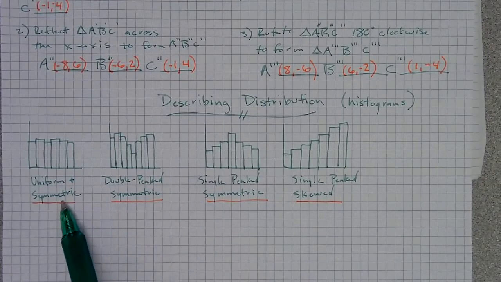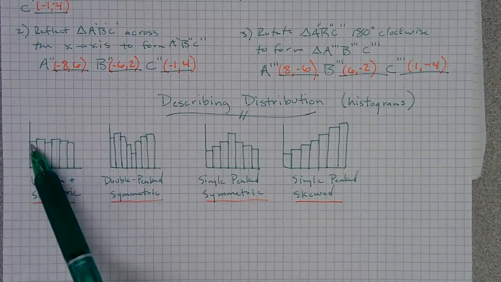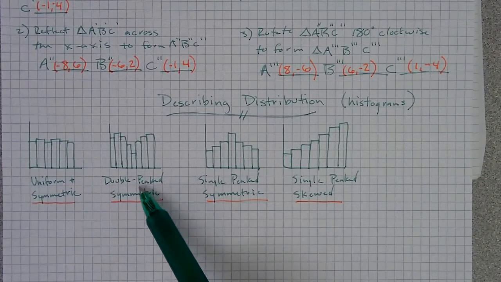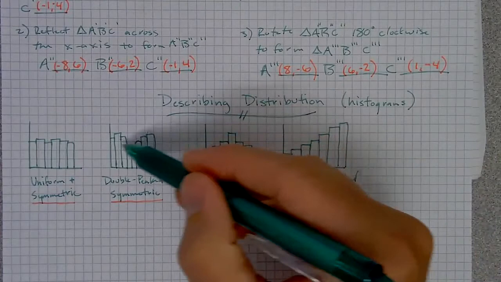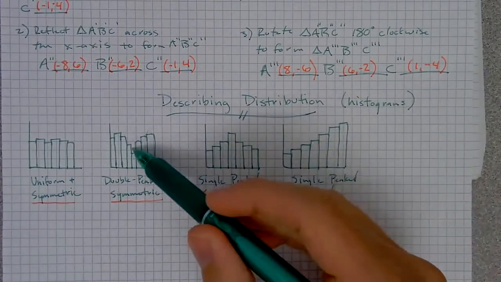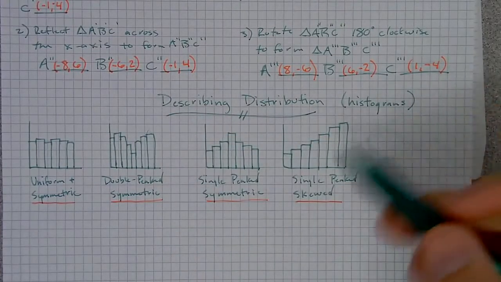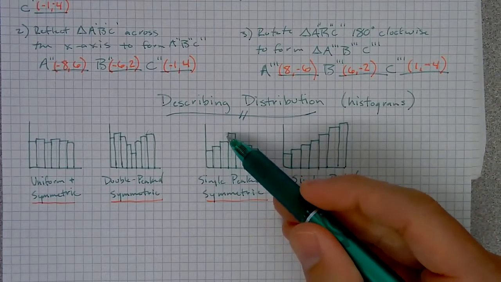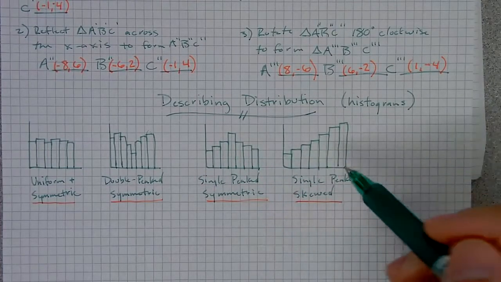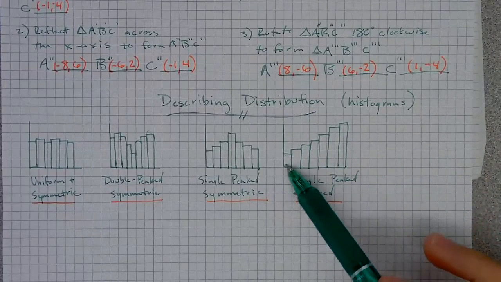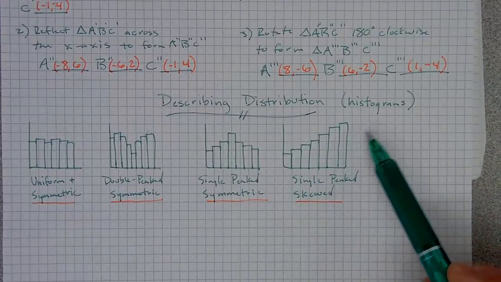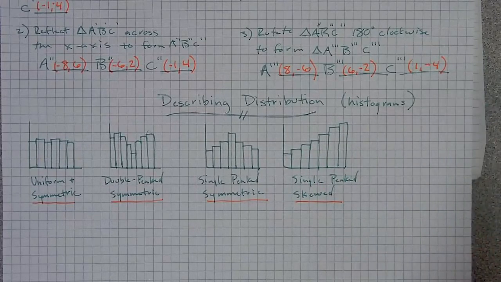Okay, so these are symmetric. This one's just pretty even across the board. This one's called double peaked because it has two high points and dips down in the middle. Single peaked, you got a lot more data in the middle, tails off on the ends. And then we have single peak skewed, meaning the further we go to the right, the more values we have. And we'll take a look at some examples in a few minutes.